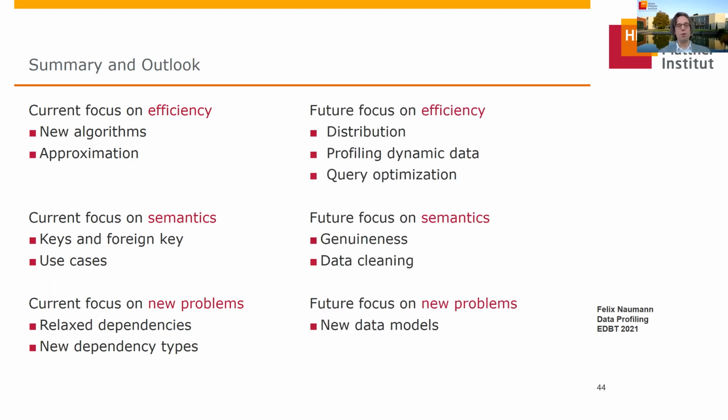And they do translate into the future. So again, we still need to look at efficiency. That never goes away. As I said earlier, maybe distribution is an interesting part. Can we efficiently profile dynamic, changing data? Can we maintain the metadata? Then for the semantics, I think this is still a great future topic. Can we identify the genuineness? How can we use it for data cleaning? Of course, this is also ongoing, but I think there's a lot to be gained if we continue this line of research. And then, as I said just a minute ago, new problems for new data models, multimedia, graph, et cetera, et cetera. So with this, I'd like to close my talk.